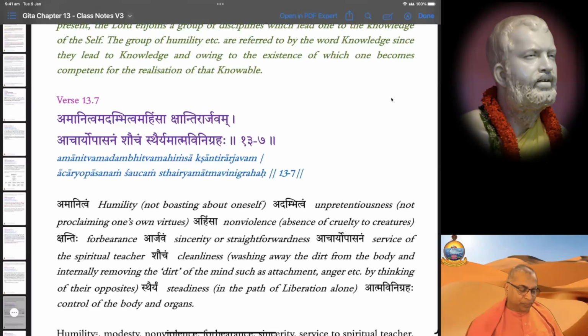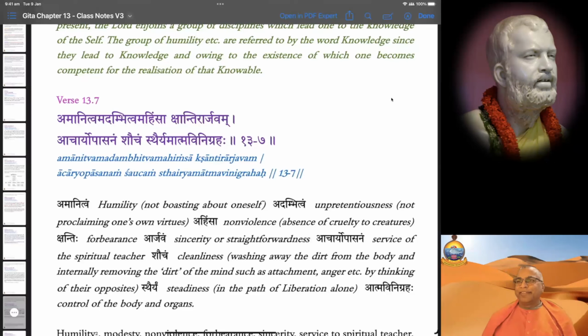So, what are they? Humility, amanittam. What's the utility of that? Well, humility means you're not trying to promote your own ego. Its opposite is when we are arrogant, full of pride, egotistic, then that is not conducive to our spiritual growth. So, humility. Even if you have a lot of knowledge and all those things, one has to not go on boasting about themselves. Amanityam, adambhityam, unpretentiousness.